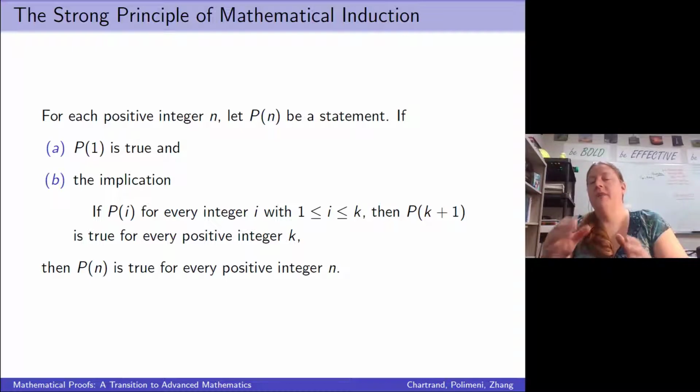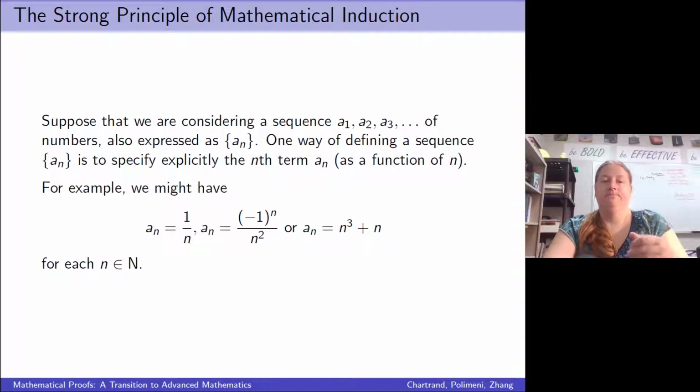If we can prove that implication, then what we can show is that p of n is true for every positive integer n. Now, the number of base cases that we need depends on how many steps backwards we need to use in our implication to prove it. So let's take a look at how this might build up.